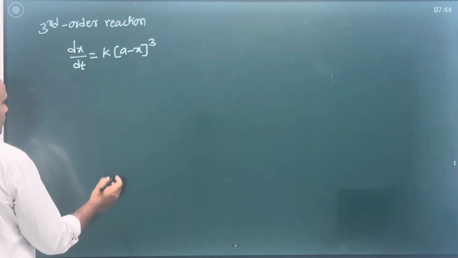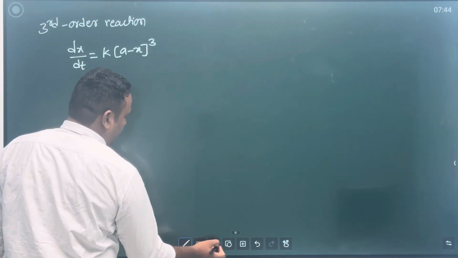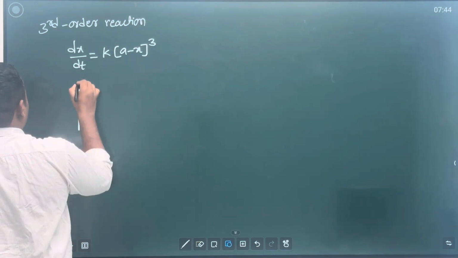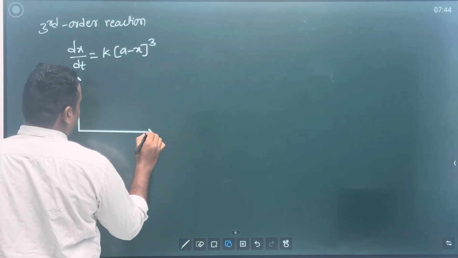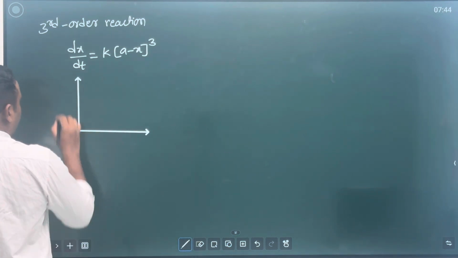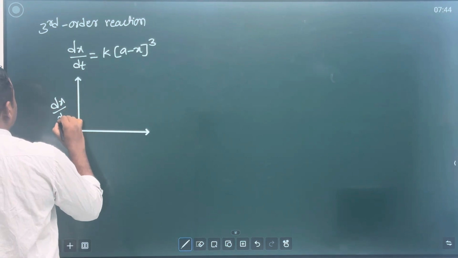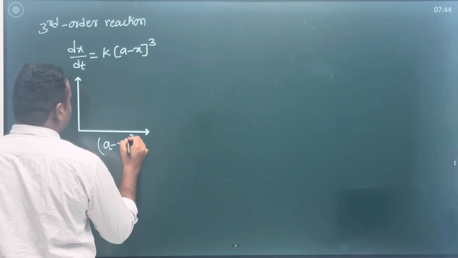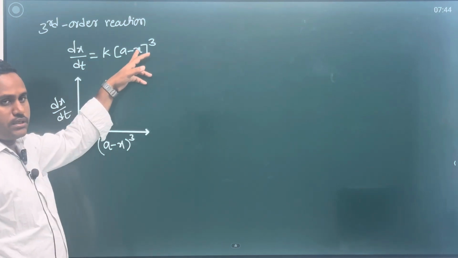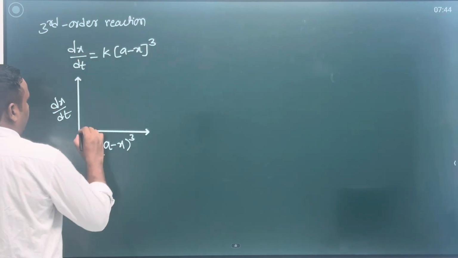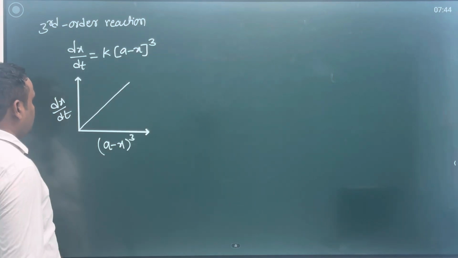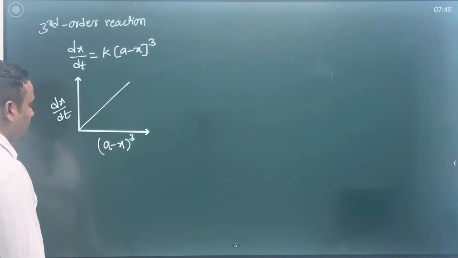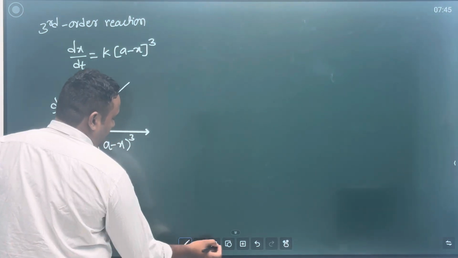So which means, children, how will we get the graph here? When you draw the graph between dx by dt, the rate of reaction, and a minus x whole cube, a minus x whole cube meaning the change in concentration, how are they related? Directly proportional. It means as a minus x whole cube increases, the rate of reaction also increases. Or else you can draw one more graph here for this.